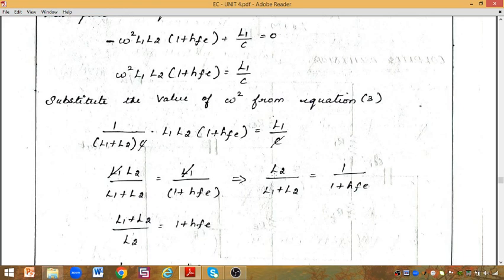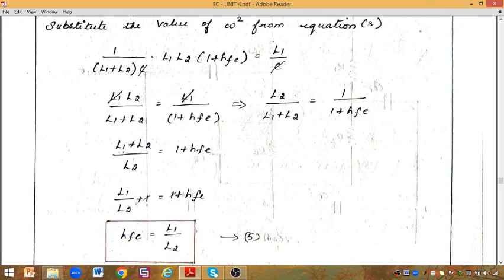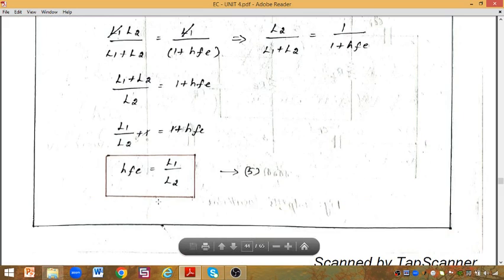You will have L2 by (L1 plus L2), which is equal to 1 plus HFE. So we can write (L1 plus L2) by L2 as 1 plus HFE. Here we can write this as L1 by L2 plus 1, which is given as 1 plus HFE. Then we can neglect the 1 and 1. So HFE, the current gain, is given as L1 by L2. This is the condition for oscillation for the Hartley oscillator. Thank you for watching.